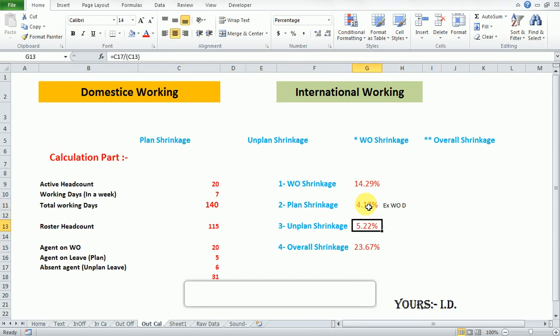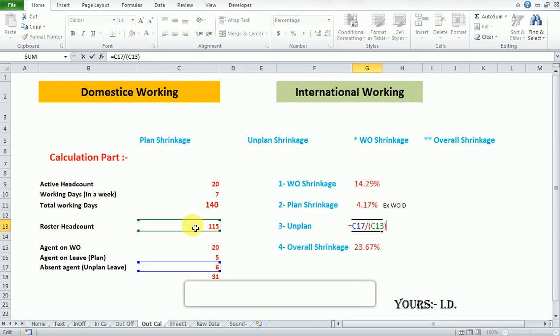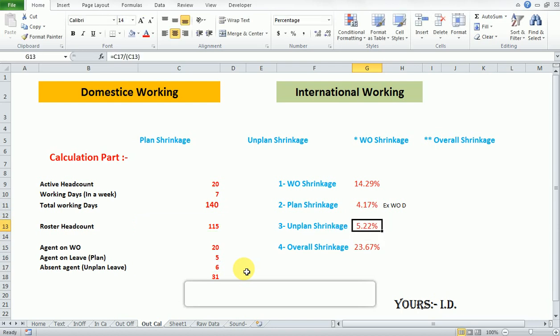Now we talk about unplanned shrinkage. For unplanned shrinkage we will calculate C17, unplanned leaves, divided by total roster count. What will be the roster count? Roster count would be BCOP count minus planned leave count, because this was also roster and planned leave was also roster. So in the denominator we will have the count of absent people, as in the numerator. So this is the unplanned leave shrinkage. Now the overall shrinkage: we just add all the component shrinkages, and we call it overall shrinkage.